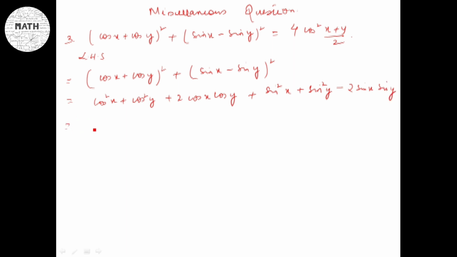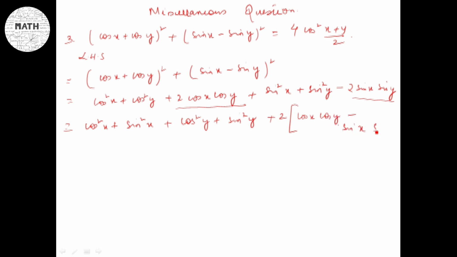Now I'm going to take the like terms together, so that will be cos square x plus sin square x, and similarly cos square y plus sin square y. Now this one and this one I can take 2 common, so if I take 2 common, I'll get the answer cos x cos y minus sin x sin y.